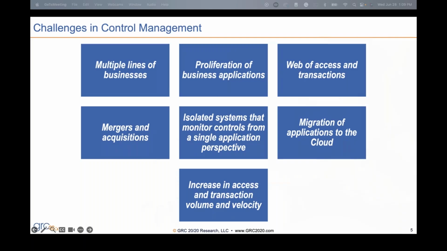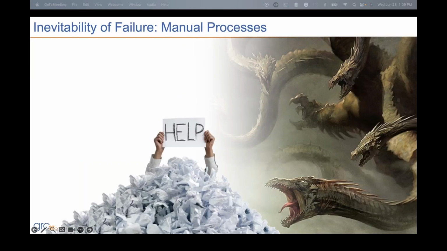Well, if you're dealing with this with documents, spreadsheets, and emails, that is certainly the inevitability of failure. You can't keep up. You're always behind the game. I've seen organization after organization, like one organization I talked to that did an internal study of their risk, compliance, internal control, and audit resources and found out that 80% of their staff time was spent trying to manage and chase documents and emails and not manage controls and risk.